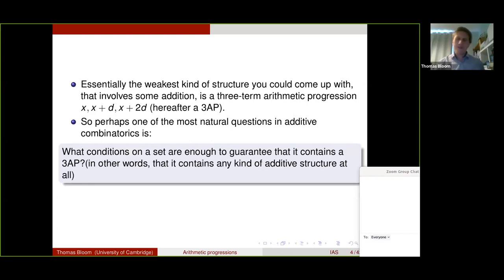And again, because a three-term progression is really a minimal additive structure, that's really asking what kind of conditions on a set we need to guarantee that it contains basically any kind of additive structure at all. It's quite hard really to write down any other kind of additive structure that doesn't also imply that you contain a three-term arithmetic progression.